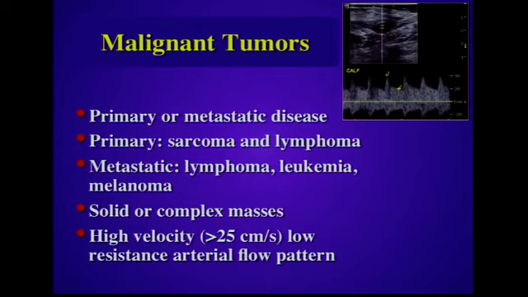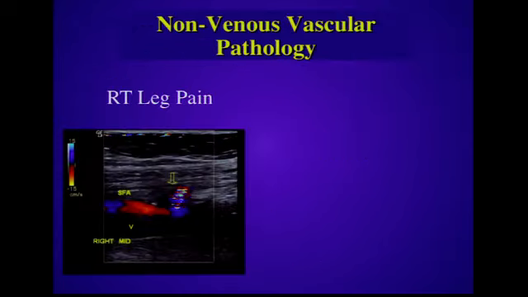One last example that I wanted to share would be a non-venous vascular pathology. And in this particular case, this patient presented with right leg pain. And we notice here that we're looking at the femoral vein and the superficial femoral artery at the mid-thigh level. And in this particular case, we notice that the superficial femoral artery is patent to the level of the mid-thigh, and then there's abrupt cutoff of flow. And the arrow is pointing to a collateral vessel. So in this particular case, right leg pain may be related to arterial occlusive disease.